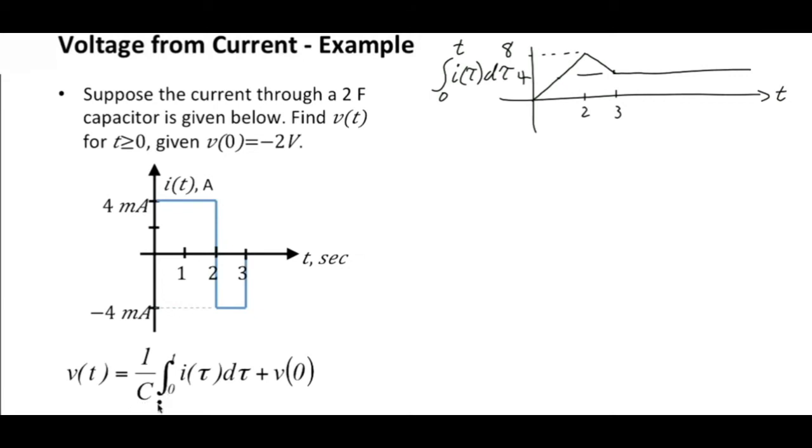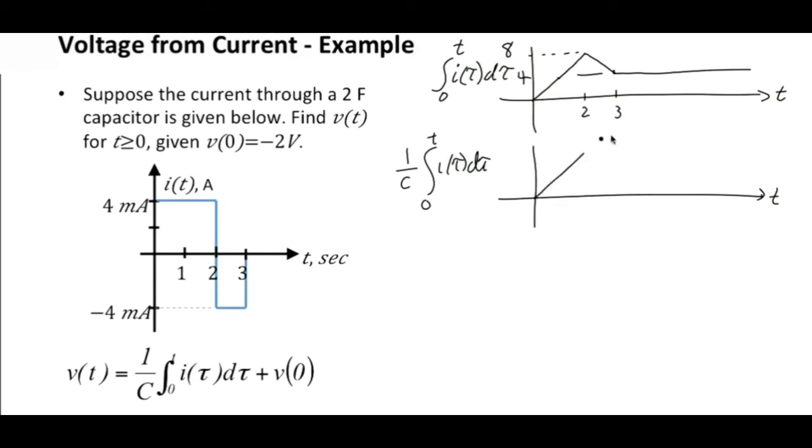When you look at the formula, we have to now divide by the capacitance, which is 2. So that's going to scale. So we'll go ahead and do that scaling. So it's going to look exactly like the previous drawing, except the vertical axis will be relabeled to be half of what it was, 4 and 2.